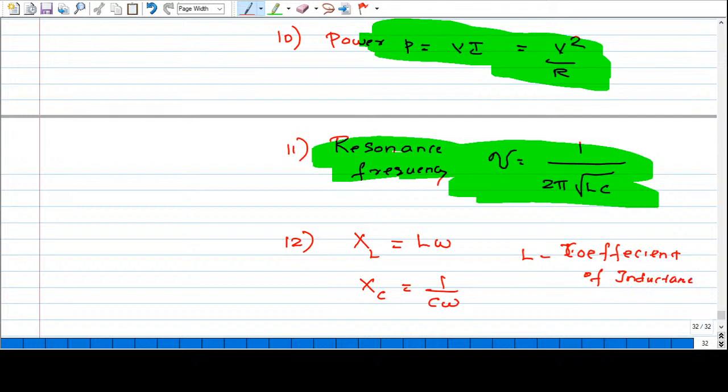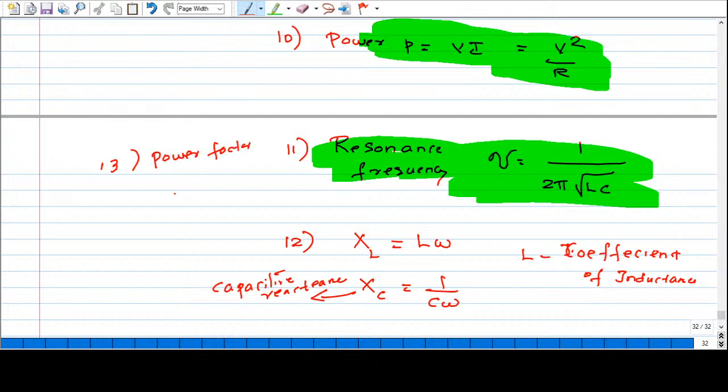XL is called inductive reactance, and Xc is called capacitive reactance. So, these 12 formulas you have to note down, and finally the 13th one, power factor, a very, very important one.